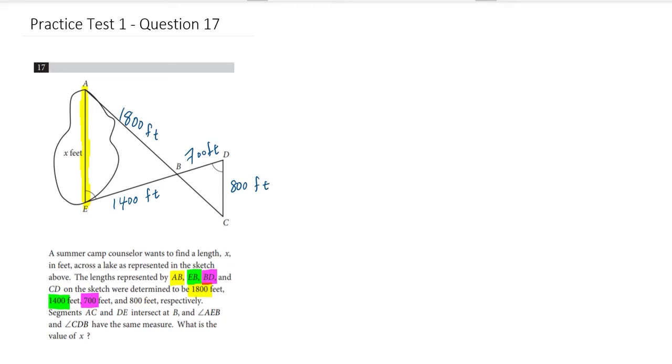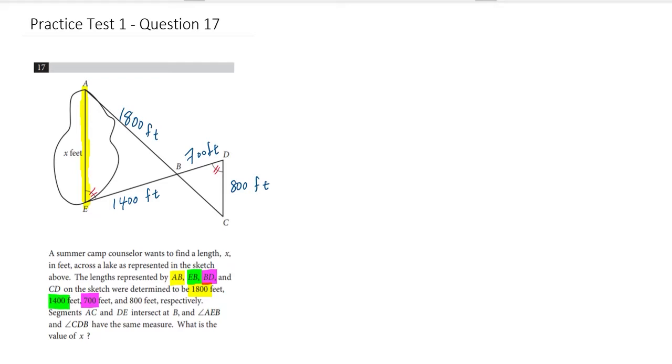Okay, segments AC and DE. AC, this one, and ED or DE intersect at point B, and angle AEB and CDE, that is CDB, this angle, they have the same measure. So this angle and that angle will have the same measurements. What is the value of x?